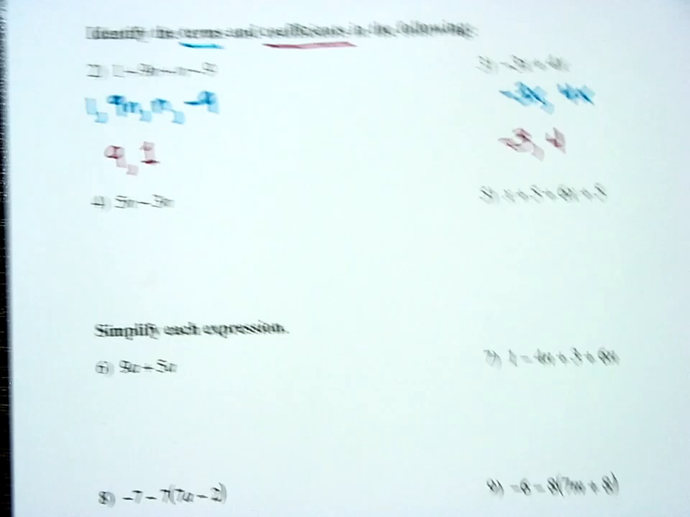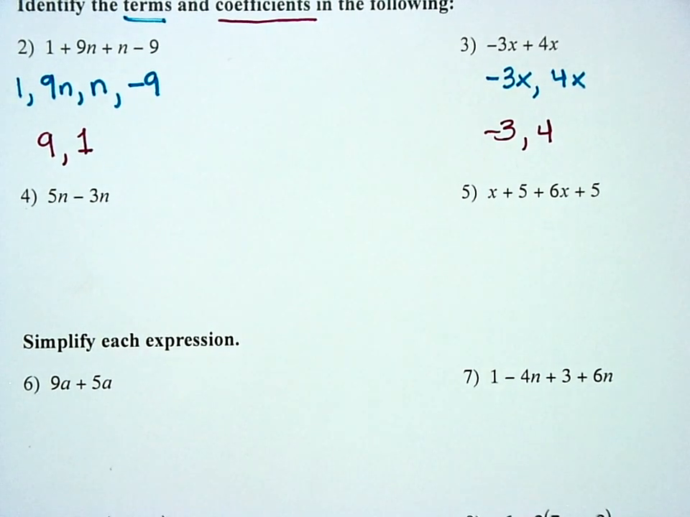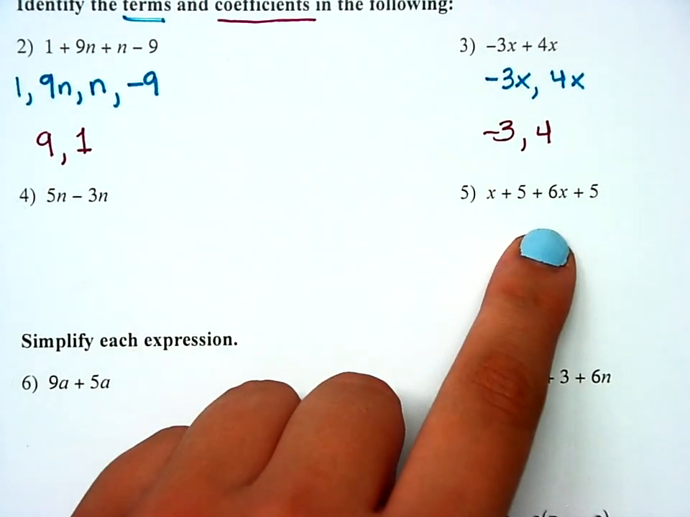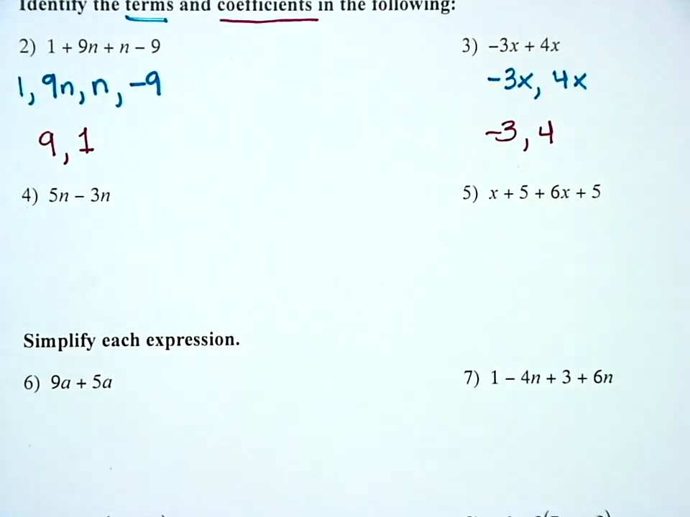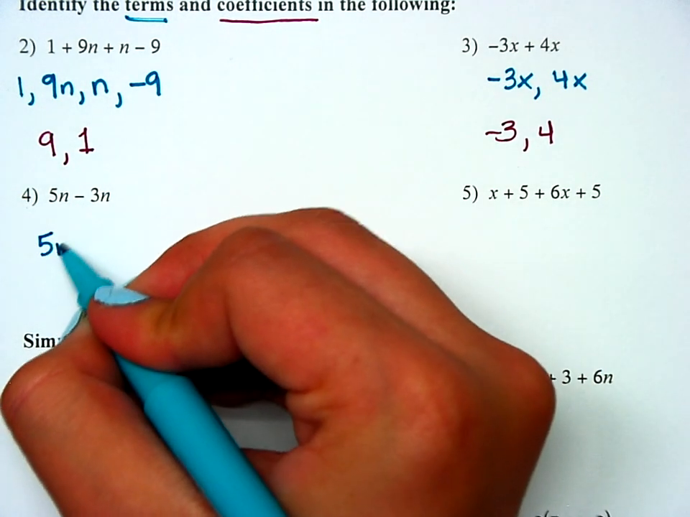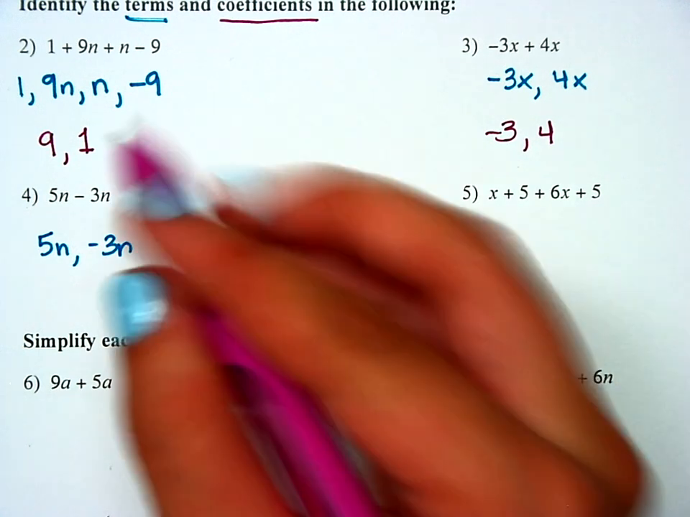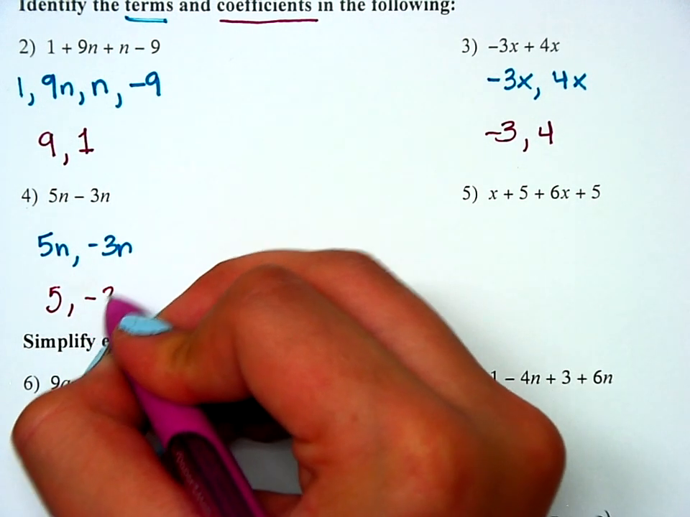Okay, let's try 2 more. If you are watching this and taking notes, go ahead and pause this, identify the terms and coefficients for these 2, and then we will come back once you unpause me. Okay, so assuming you paused or you've already moved ahead, let's go through the terms, 5n and negative 3n, and then our coefficients are positive 5 and negative 3.